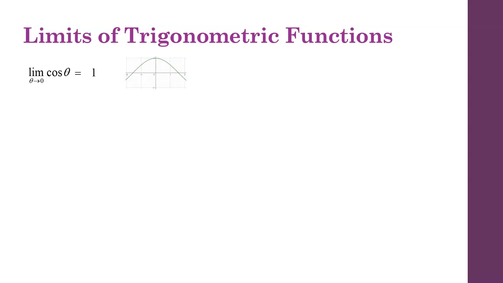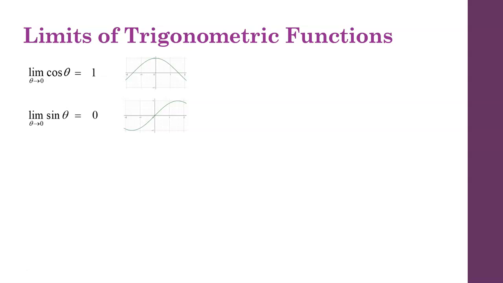And for sine of theta, again, if I look at the graph of a sine, we see that as theta gets close to 0 from either side, the value of the function gets closer and closer to 0. So the limit as theta goes to 0 of sine of theta is equal to 0.